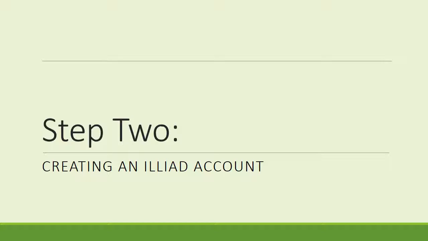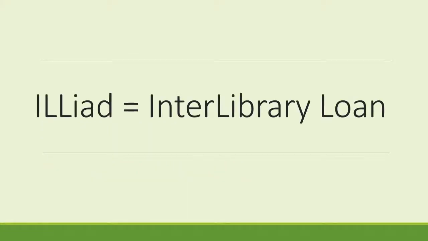The next step that you must complete before starting to use the library's resources is to create an Illiad account. Illiad is the online connection to the library's interlibrary loan office. By registering for an account, you will be able to request materials from other libraries around the country when it is not available at Murray State.